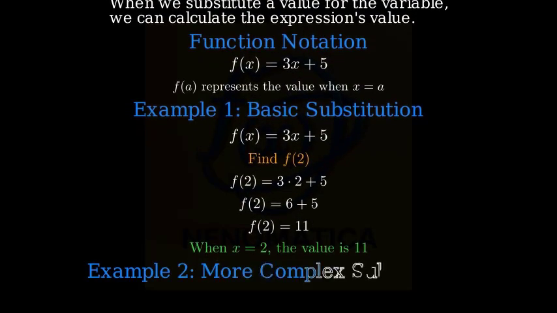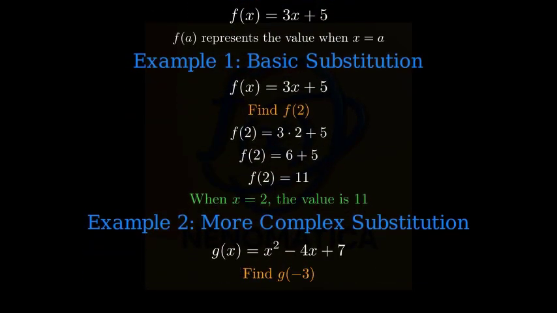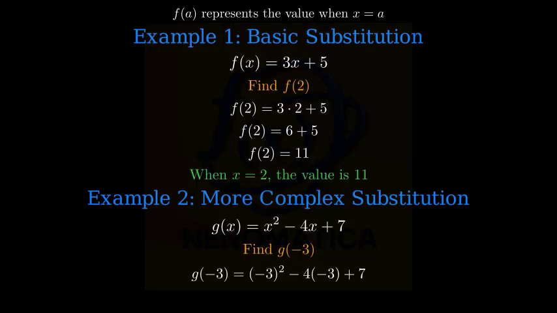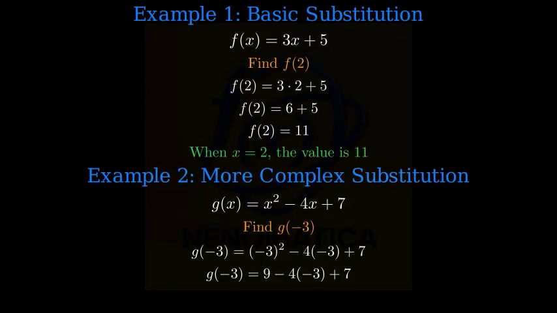Let's try another example with a different expression. Consider g of x equals x squared minus 4x plus 7. Let's find the value when x equals negative 3. We substitute x equals negative 3 into our expression. This gives us g of negative 3 equals negative 3 squared minus 4 times negative 3 plus 7.